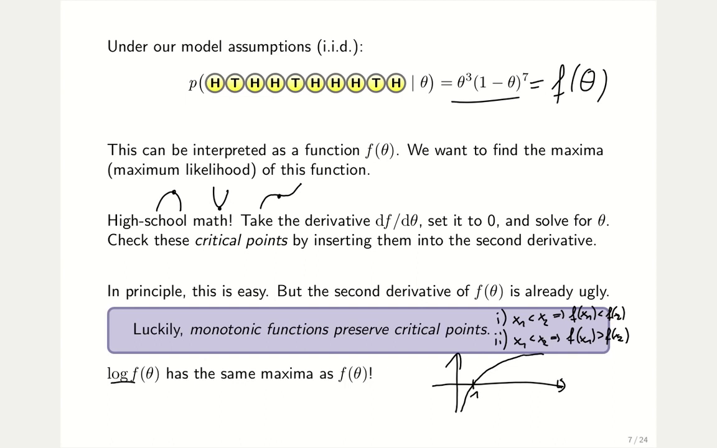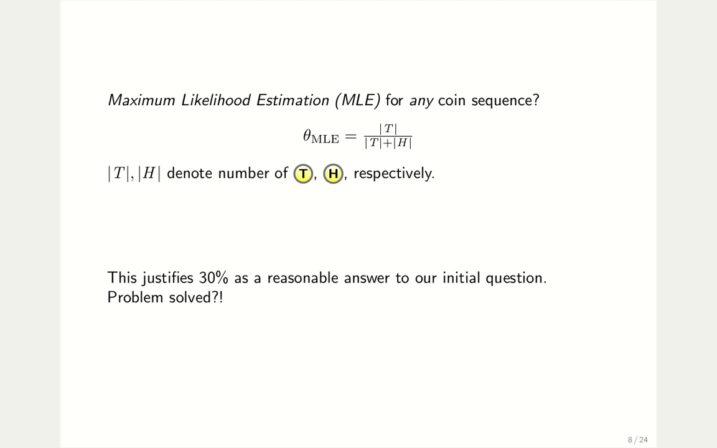And what this hint or this trick tells us is that when we apply a monotonic function, the position of the critical points, and in particular the position of the maximum, does not change. And this will turn out to be a very handy trick. So we wanted to maximize the likelihood. And this means we want to maximize this term theta to the third times 1 minus theta to the 7 with respect to theta. And moreover, we're actually interested in the position of the maximum rather than the maximum.